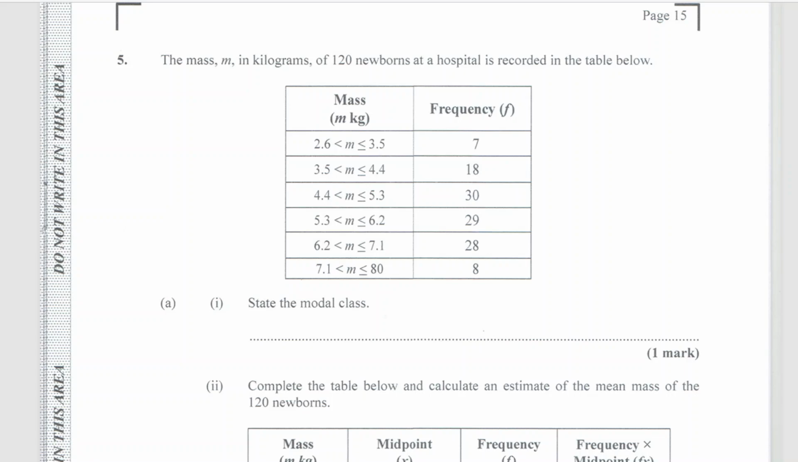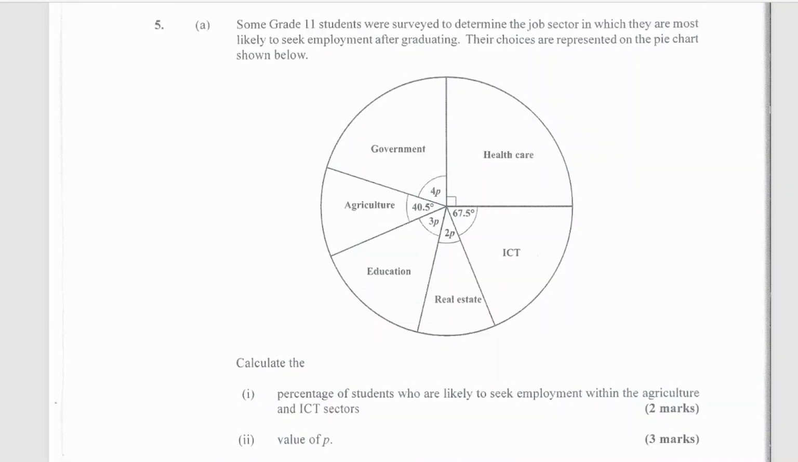So first up, we're going to look at Jan 2026, the most recent one. In Jan 2026 here, the first question was a pie chart. Some grade 11 students were surveyed to determine the job sector in which they are most likely to seek employment after graduating. Their choices are represented on the pie chart shown below.